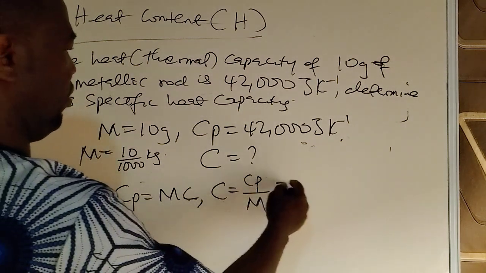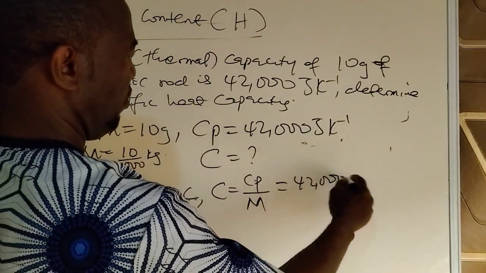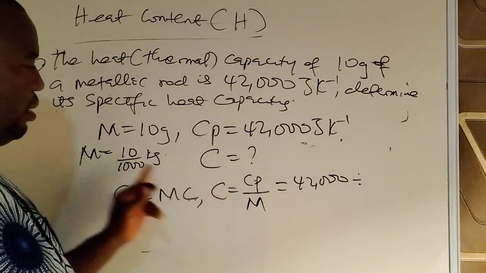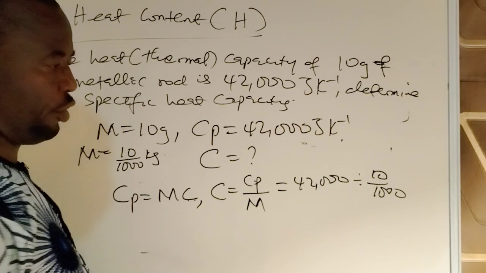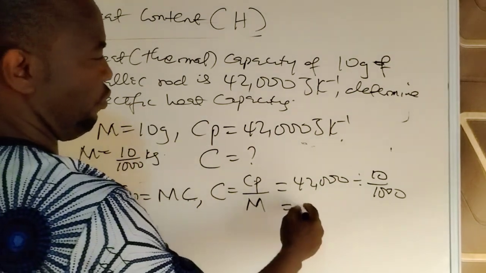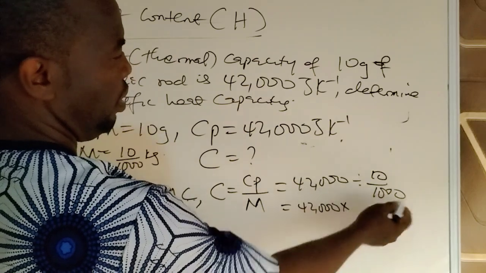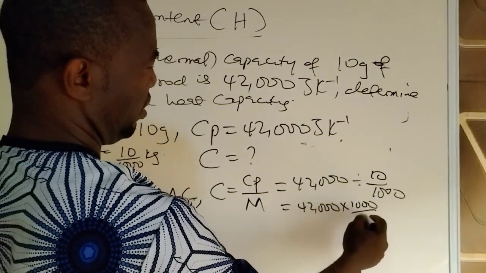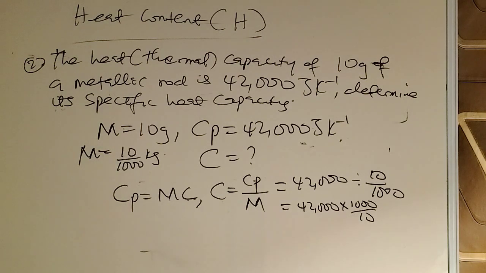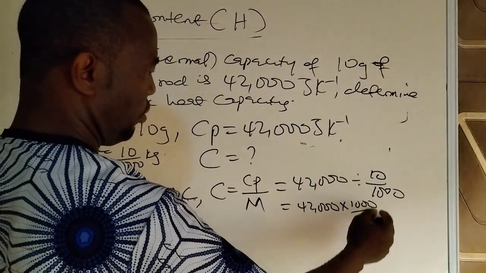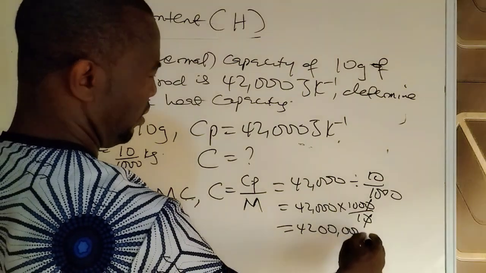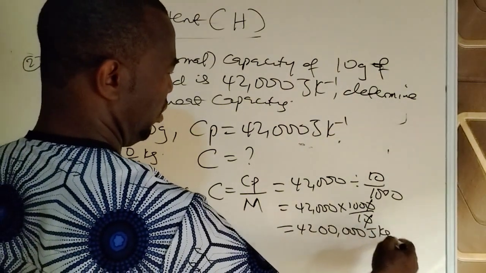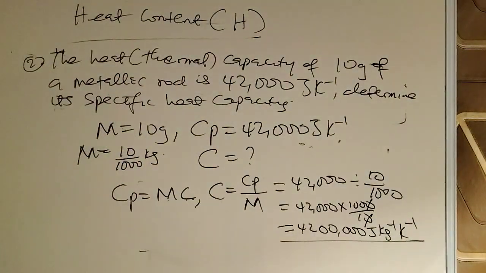The value of this is 42,000 divided by the value of mass in kg, which is 10 over 1,000. You can apply knowledge of fractions. That gives us 42,000 times the inverse, 1,000 over 10, to get our final answer. We'll solve this. We'll have 0 cancels 0. So we'll have our final answer as 4,200,000 joule per kilogram per Kelvin.